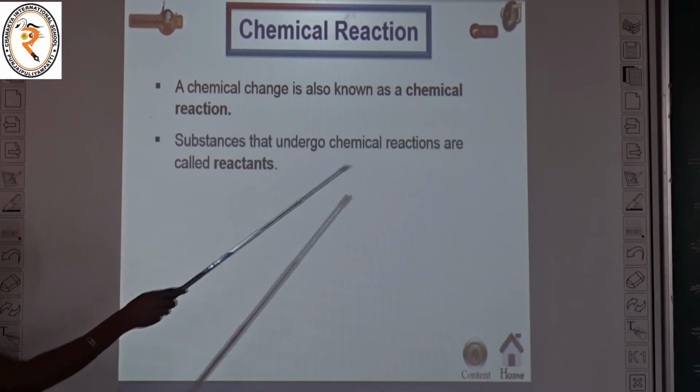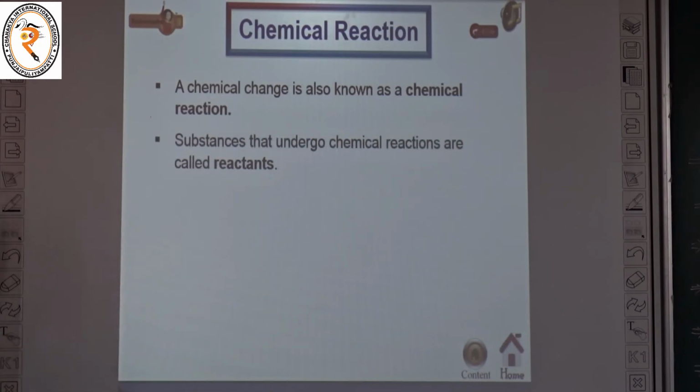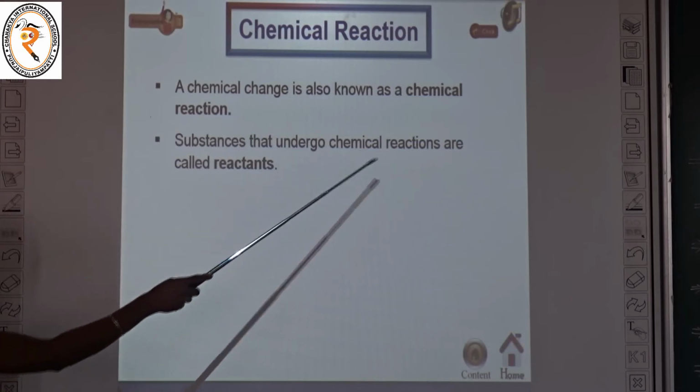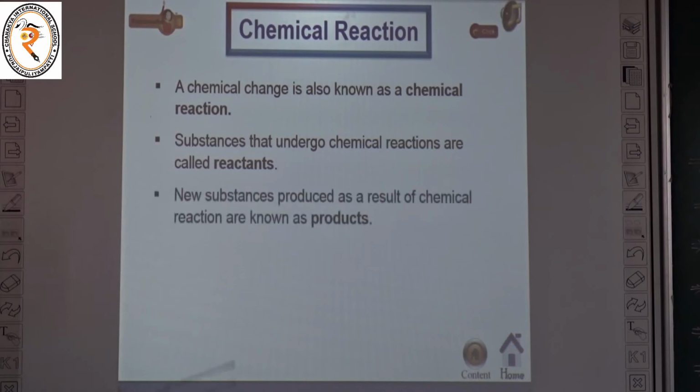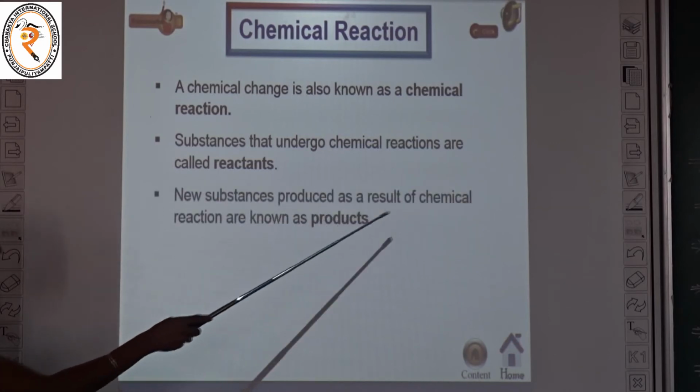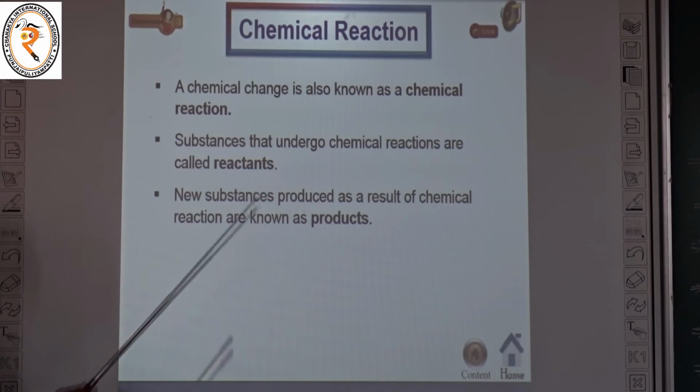Substances that undergo chemical reactions are called reactants. For example, hydrogen and oxygen mixed together to form a water molecule H2O. So here hydrogen and oxygen are called reactants. Okay. New substances produced as a result of chemical reactions are called products.